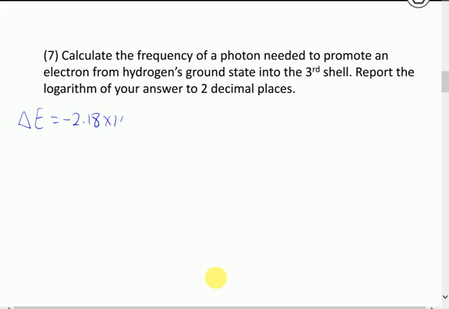So this is an equation. Again, you should know this one. I don't think we'll always give it to you. But if you use it enough, it becomes second nature, like anything. So it's times Z squared, and then we have 1 over nf squared minus 1 over ni squared, where these are the two different values of n that the electron is moving between.